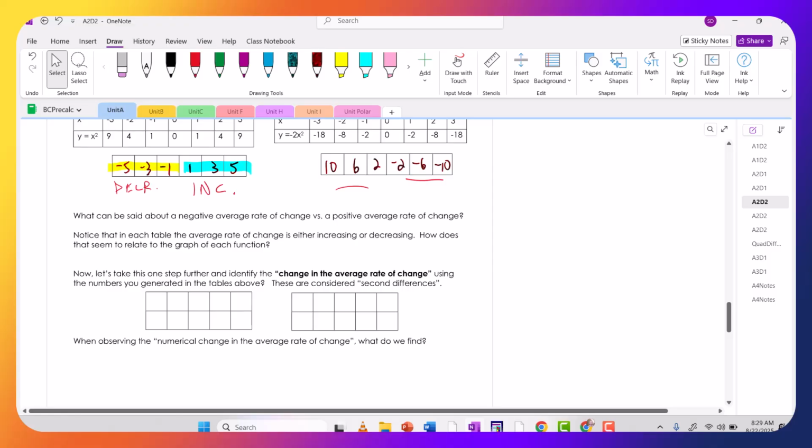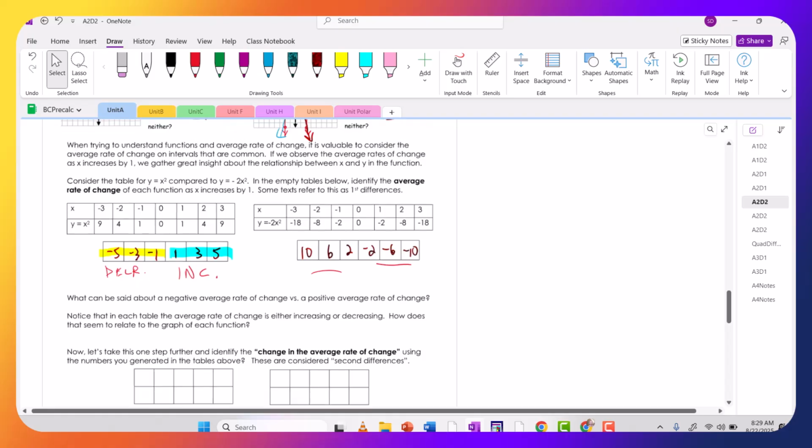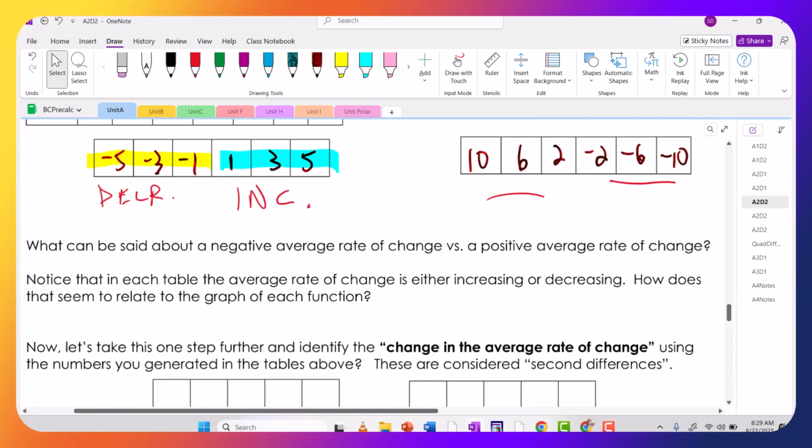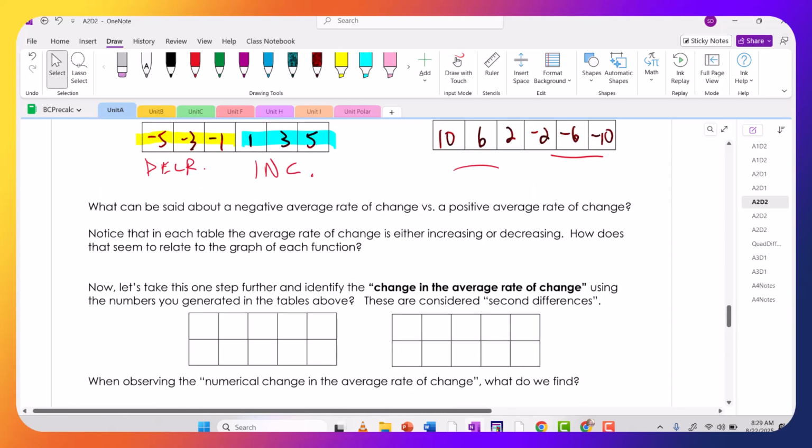But now let's take 1, 2, 3, 4, 5. Yeah, there's 6 of these. Let's do the second one. Okay, let's take the second order differences.